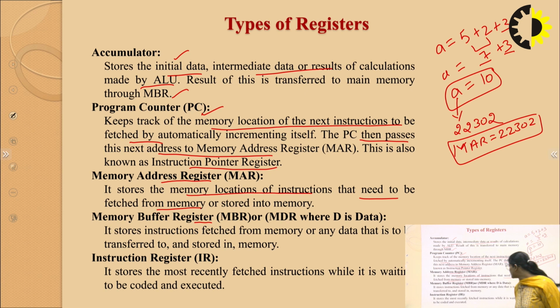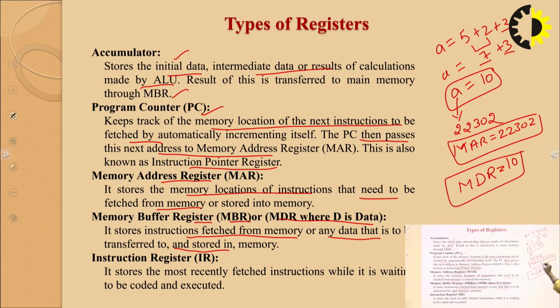Next is memory buffer register. Memory buffer register is also known as memory data register. So it will always store the data. It stores the instruction fetched from memory, or any data that is to be transferred to and stored in memory. So here memory data register will store 10, that is the value of A. Memory address register will store the location, but the data on this location is always stored by memory data register.